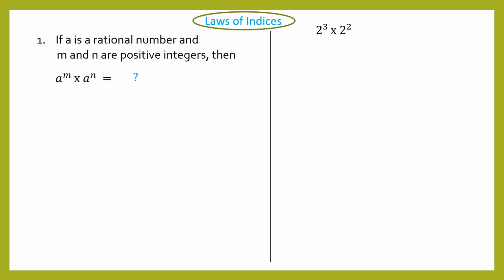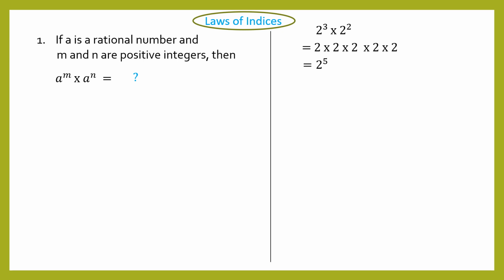2 raised to 3, that is 2 cube into 2 square. Let's see what will be the answer. Now in multiplication form, 2 cube can be written as 2 into 2 into 2, and 2 square can be written as 2 into 2. Now let's count how many 2's we have. That is, 2 is multiplied by itself how many times? Let's count. 1, 2, 3, 4, 5. So this can be expressed in index form as 2 raised to 5.